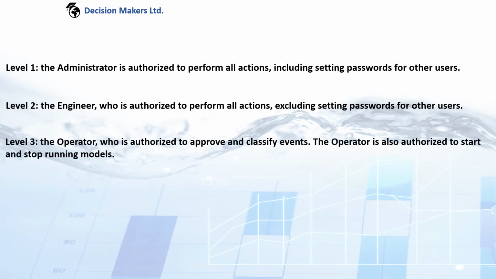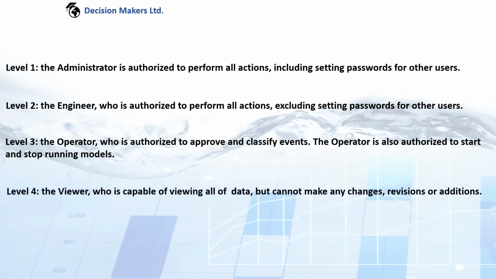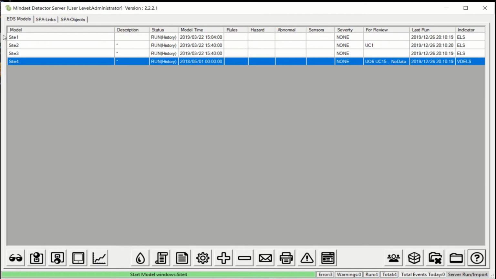Level 3 is the operator, who is authorized to approve and classify events. The operator is also authorized to start and stop running models. Level 4 is the viewer, who is capable of viewing all of data, but cannot make any changes, revisions or additions. The user level is determined by one's password.